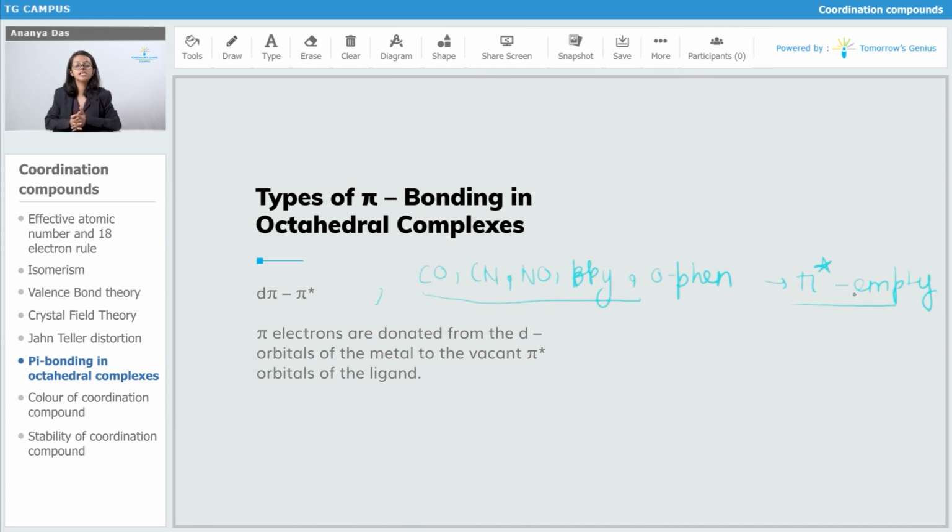So these were the three types of pi bonding which can be present in your metal complexes, and I told you which ligands are going to show these types of bonding.